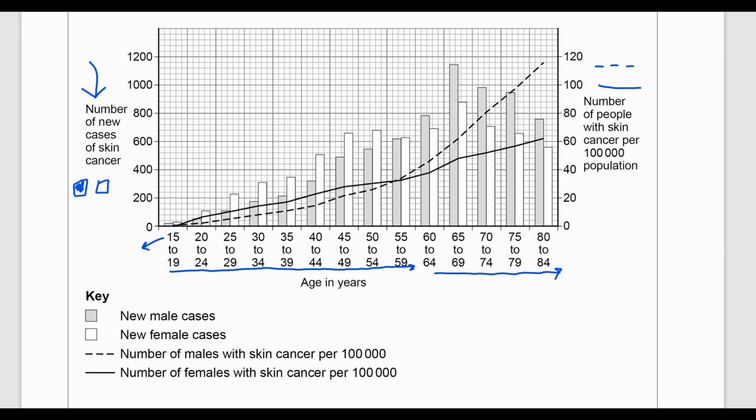The last thing that we could see is, where is it highest? So which year groups have got the highest number of cases recorded? For males, we can see that it's 65 to 69. And it's also the same for females. So both male and females have got the highest number of new cases in that age 65 to 69 bracket. So we have looked at a few points, but remember we only need to state 2. So we can't put more than 2 or else we could lose a mark.